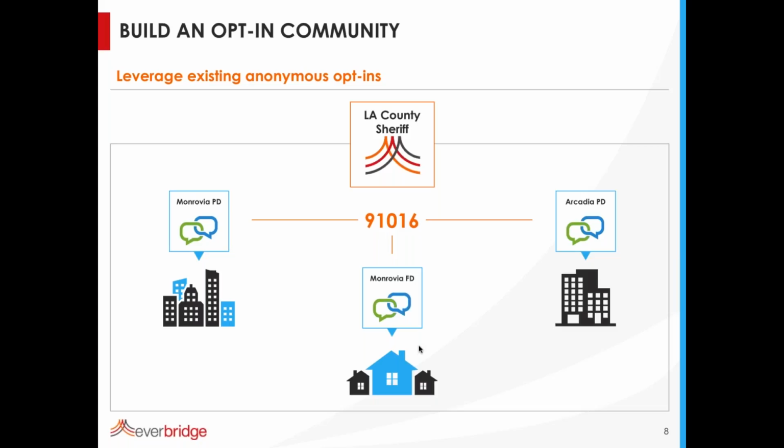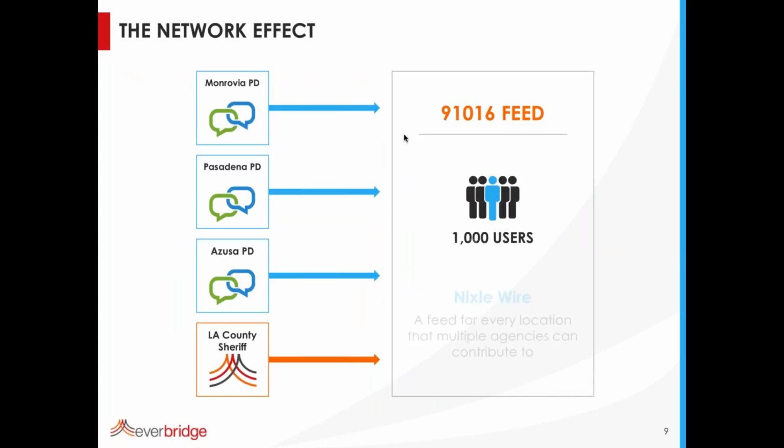and you come on board with community engagement, you will have a built-in opt-in base. So all of the interaction that's occurring at a local level, county level agencies get to benefit from those opt-ins. Just to put that into perspective, let's say 91016 consists of 1,000 users. All four of these agencies have access to that same group of 1,000 users. Now you can imagine if a fifth agency came on board, they would immediately have access to these 1,000 users.